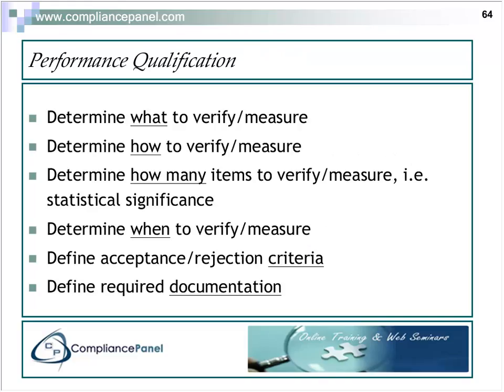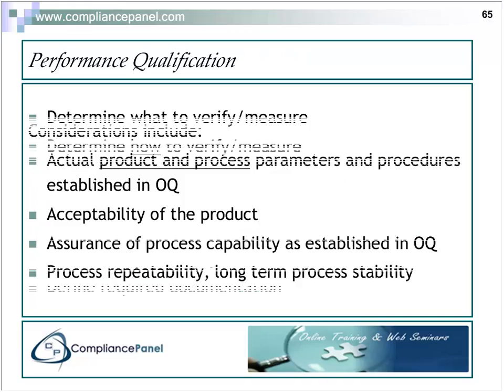Again, on entering this phase, we need to understand what to verify or measure, how to verify and measure. What we're talking about here is outputs of the process so that we can demonstrate that we have met the requirements of PQ. Again, what should our sample size be? When do we verify and measure? We want to define our acceptance or rejection criteria and define what documentation is required. Same as before.